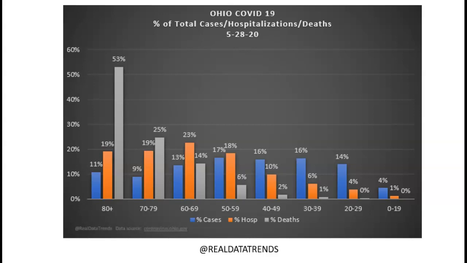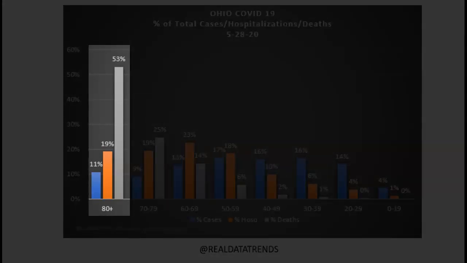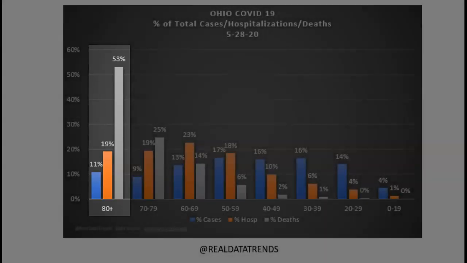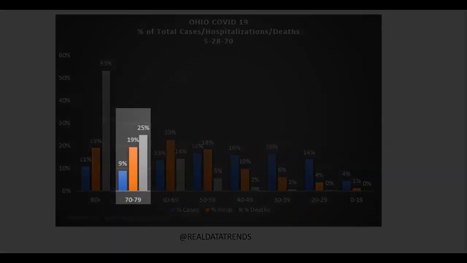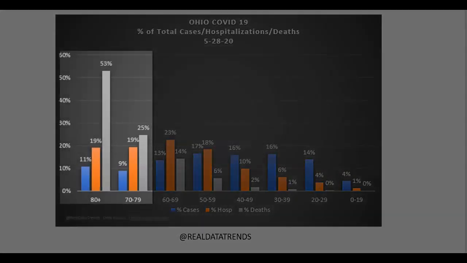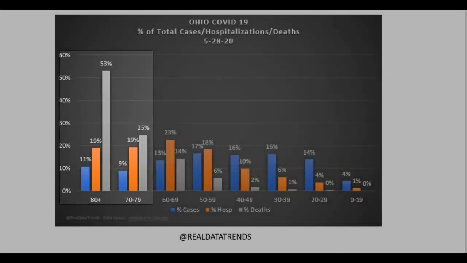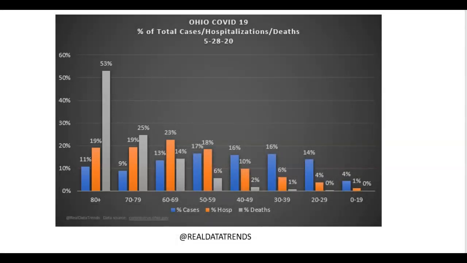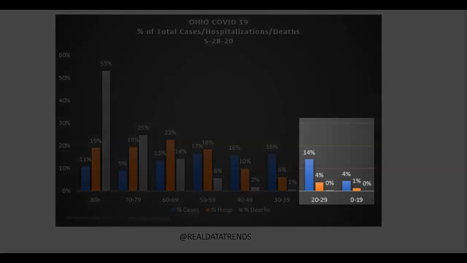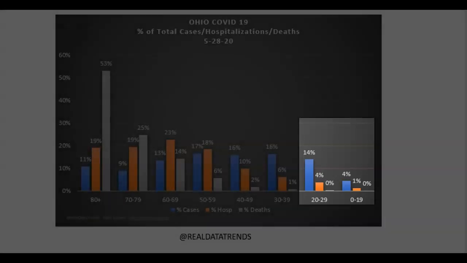The first thing that jumps out to me is how people over 80 have only 11% of the total cases, but 53% of the deaths. It also shows that people in their 70s have 9% of the total cases and 25% of the deaths. Combining those two categories, people aged 70 and older account for only 20% of the total cases, but 88% of the total deaths. On the other end of the spectrum, people under 30 account for 0% of the deaths.